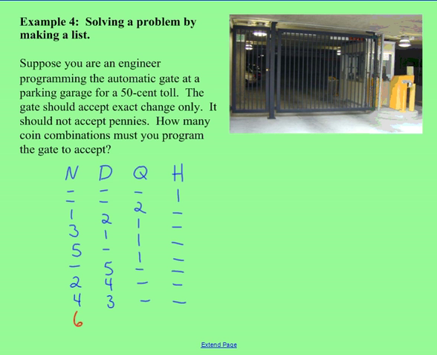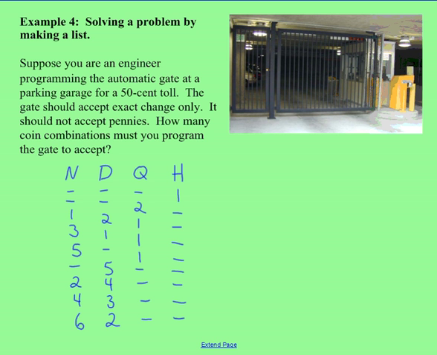Let me go back to using my blue. 6 nickels would give us 30 cents, and 2 dimes would give us 50 cents. How about 7 nickels? 7 nickels would give us 35 cents, but then we can't get to 50 cents by using dimes or quarters or half dollars. So I don't think using 7 nickels is going to help us.